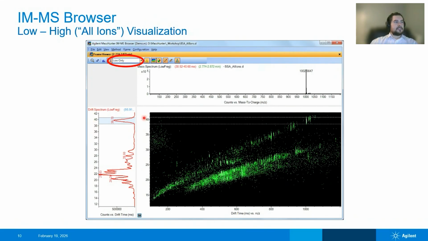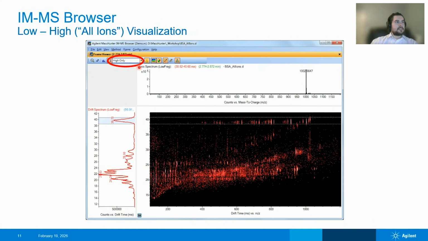We're highlighting this peak right here, this 1002 m/z peak. Then you can see this is where it falls in the drift time. So once again, drift time versus m/z. And then when we transition to the high fragmentation frame, we now see fragments correlated to this peak, once again 1002, that now populate.